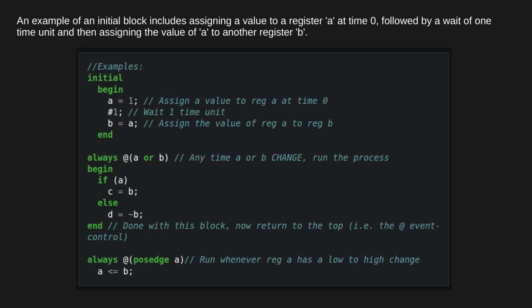An example of an initial block includes assigning a value to a register A at time 0, followed by a wait of 1 time unit, and then assigning the value of A to another register B.